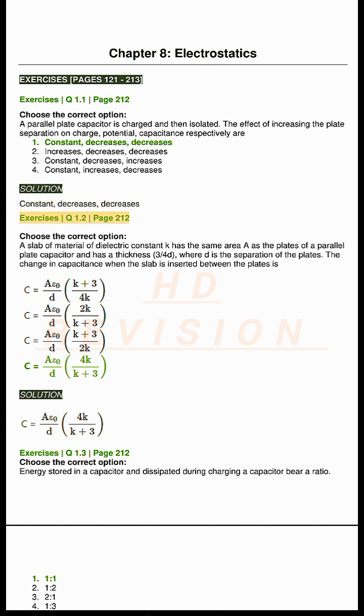Exercises Q1.2, page 212. Choose the correct option. A slab of material of dielectric constant K has the same area A as the plates of a parallel plate capacitor and has a thickness 3/4 d, where d is the separation of the plates. The change in capacitance when the slab is inserted between the plates is... Solution. Exercises Q1.3, page 212.